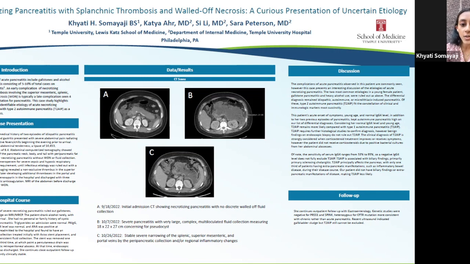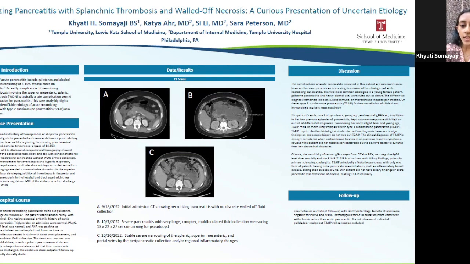So this is a 21-year-old female who had a past medical history of similar episodes of idiopathic pancreatitis and also presented with your typical presentation of pancreatitis with abdominal pain, fevers and chills, nausea, and vomiting. Her lipase was elevated to 14,000 with pretty significant leukocytosis and a lactate of 6.4.